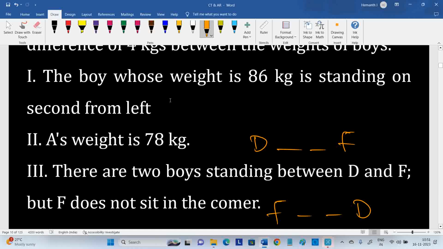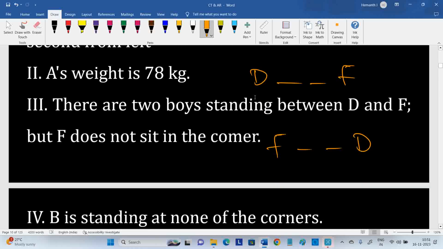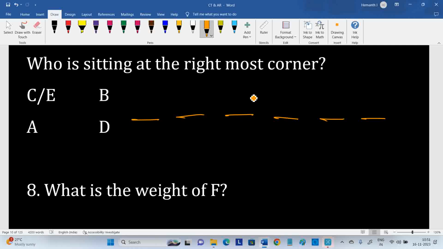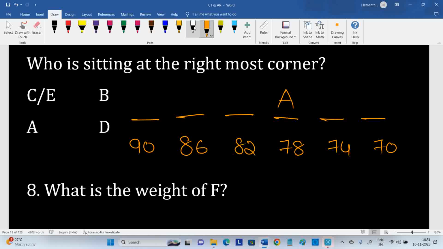The boy whose weight is 86 kg is standing second from the left side. So from the left side, second is 86. Next, A's weight is 70. So this will be 82, this will be 78, A will occupy this, this will be 74, this will be 70, this will be 90. How you decide the weights: we know 4 kg is the difference between the boys' weights. So 86 you know, and we can keep going. A is fixed.